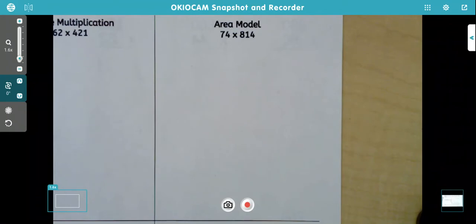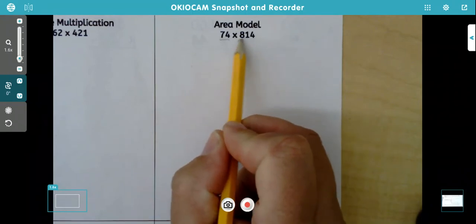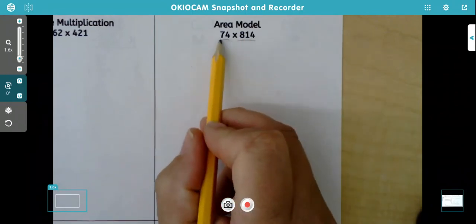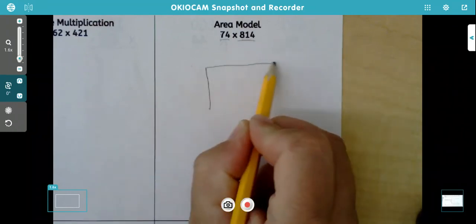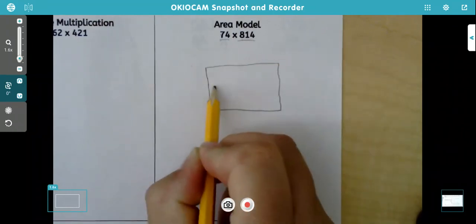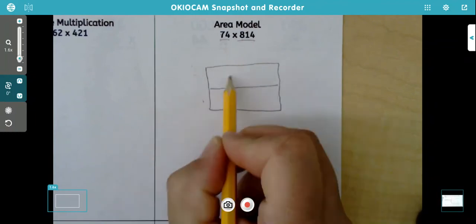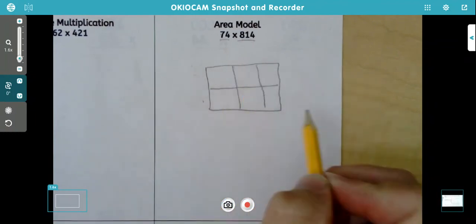The next method I'm going to show you is called the area model. The area model is probably where you first started when learning how to multiply two numbers together of multi-digits. This is where you look at the number of digits in each number, and you're going to set up a grid. I have a 2-digit number and a 3-digit number. So I'm going to set up my grid to be 2 by 3.